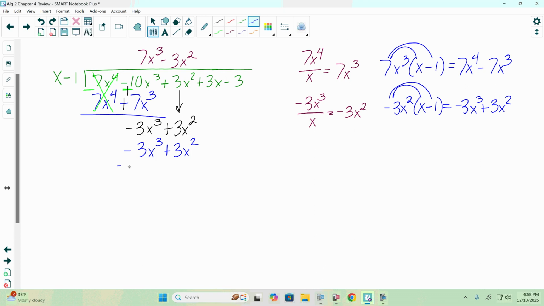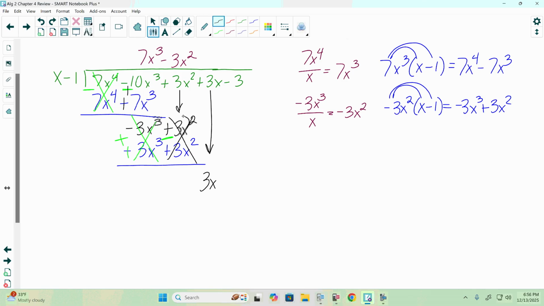Negative 3x cubed plus 3x squared. And then we are going to subtract. Negative 3x cubed minus negative 3x cubed, the negative and negative make a plus. Negative 3 plus 3 is 0. Our next one, 3x squared minus 3x squared, is also 0. So we bring down our next term, 3x.